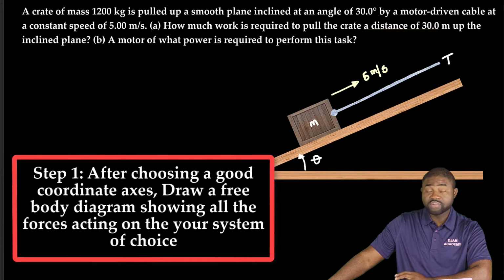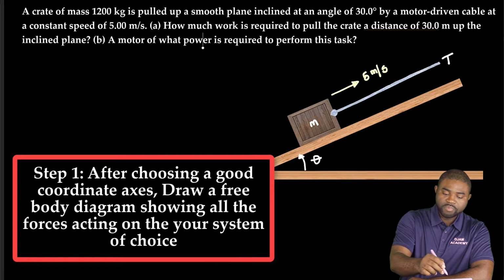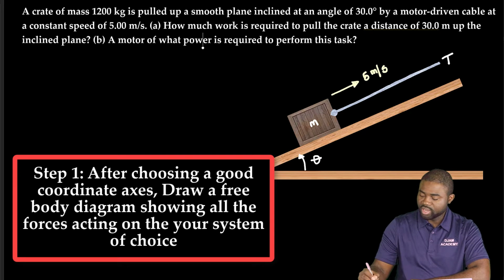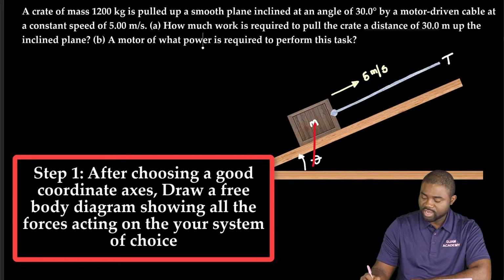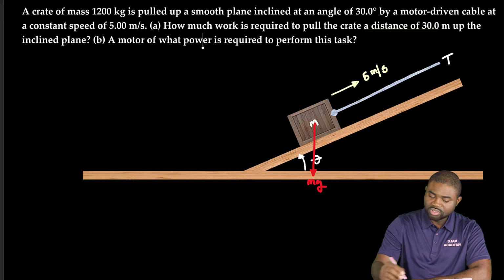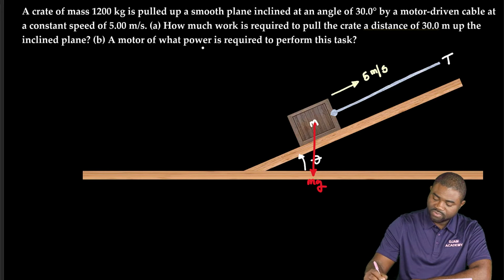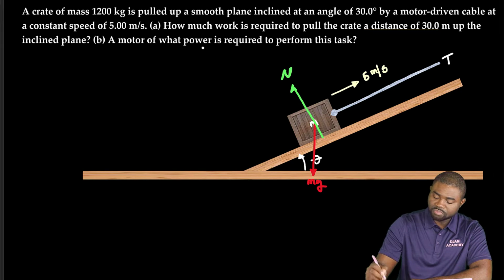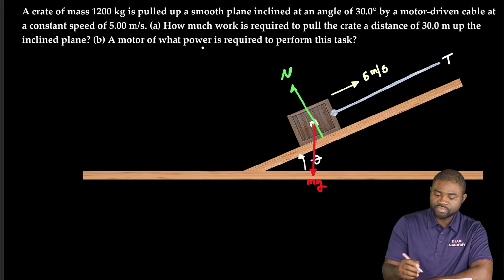Now, let's start first by doing a free body diagram that illustrates the forces acting on the crate. We have the weight of the crate acting vertically downwards. The normal force acts perpendicular to the plane or to the surface.